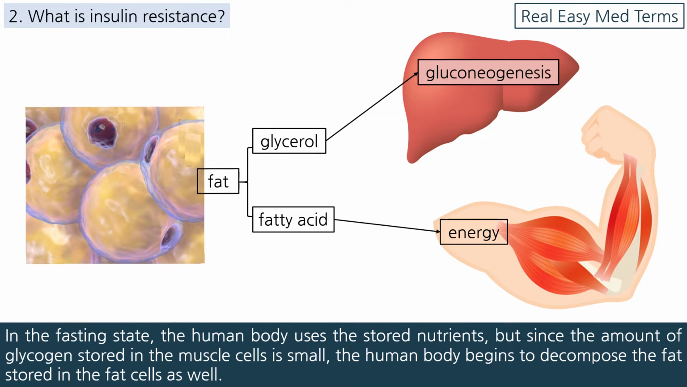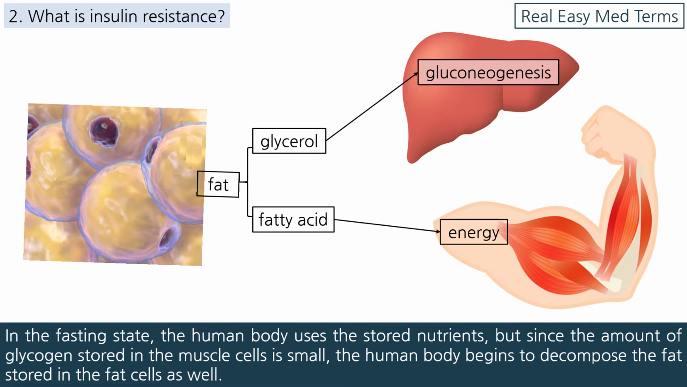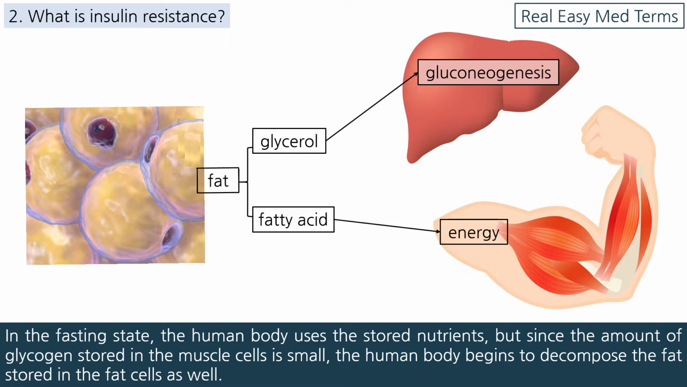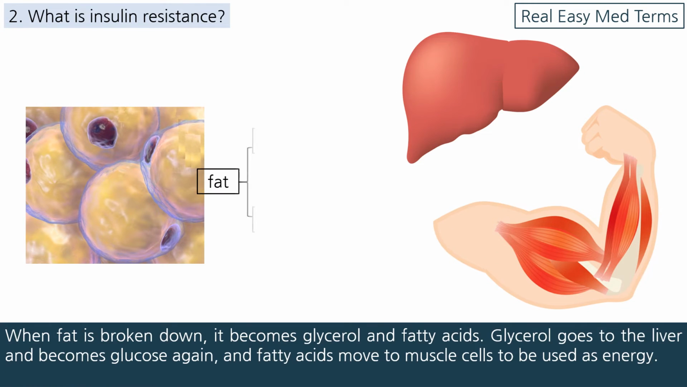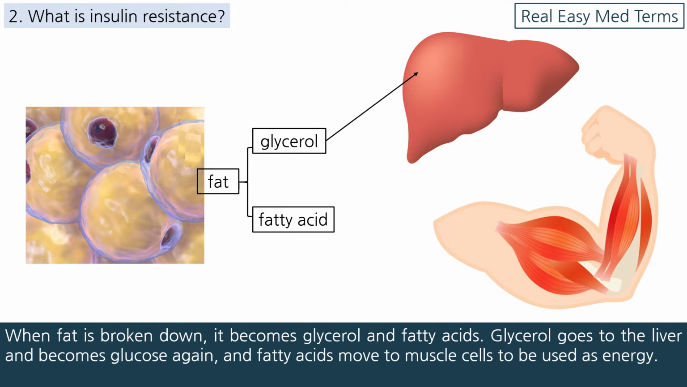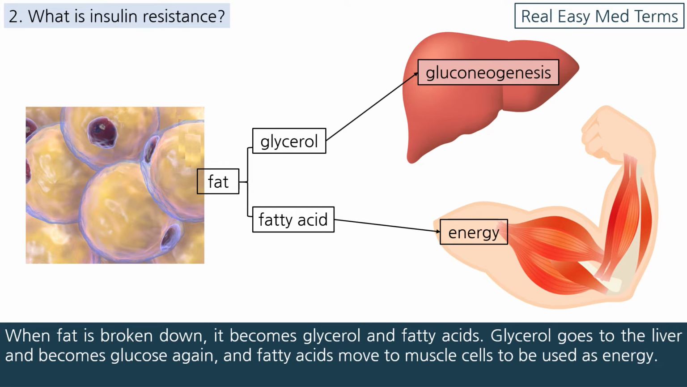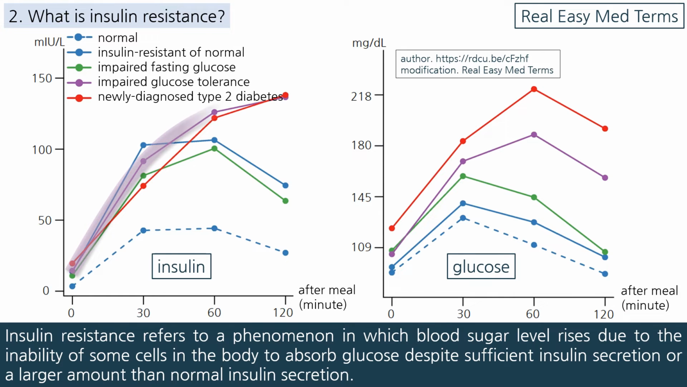In the fasting state, the human body uses the stored nutrients, but since the amount of glycogen stored in the muscle cells is small, the human body begins to decompose the fat stored in the fat cells as well. When fat is broken down, it becomes glycerol and fatty acids. Glycerol goes to the liver and becomes glucose again, and fatty acids move to muscle cells to be used as energy.